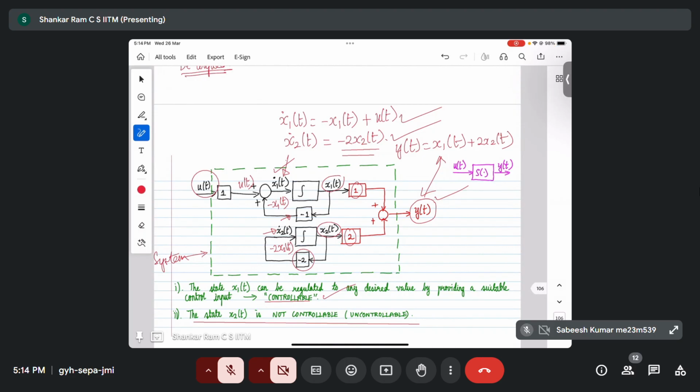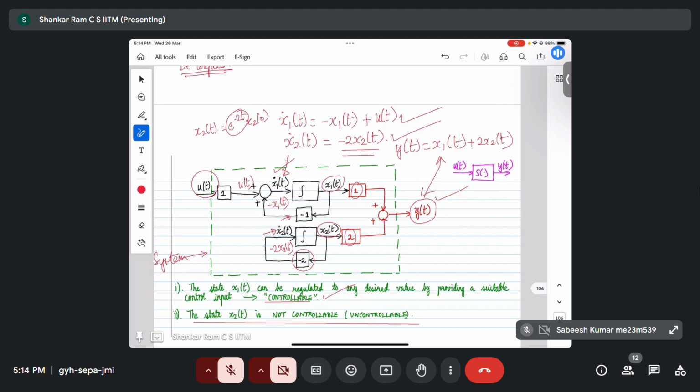Sir, Aditya here. One doubt, sir. x2 dot of t is not influenced by the input variable. So in that case, it may be constant, no, sir? Like how does it change? Okay, one minute. A good point. x2 dot is minus 2x2, but if you integrate it, you will get x2 of t equal to e to the power minus 2t times x2 of 0. So you can see that this exponentially decaying function is still a function of time, right? So it's not constant. I hope that answers the query.